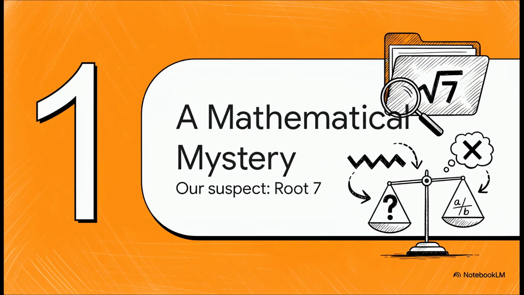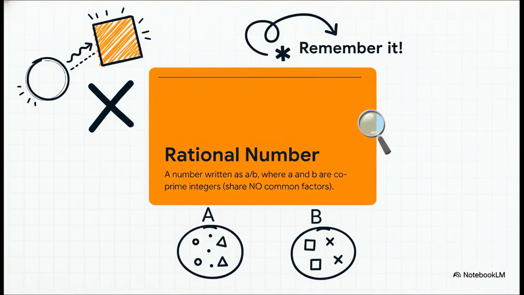Okay, let's officially open the case file. Our main suspect is the square root of 7. And the charge? We're investigating if it's an irrational number. So our strategy is to assume its alibi is true. We're going to assume it's actually a rational number, a simple fraction, and we'll see if that story holds up under questioning.